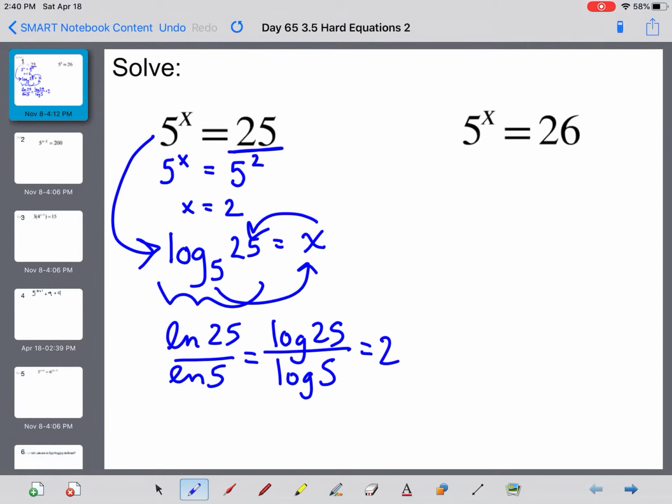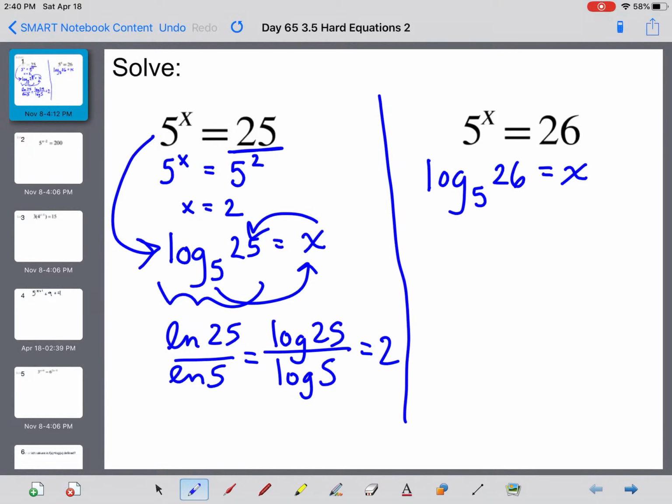So we can use this kind of reasoning to help us solve, say, 5 to what power is equal to 26? I know it has to be just slightly bigger than 2 because 26 is just ever so slightly bigger than 25. So log base 5 of 26 is equal to our exponent, our unknown value. Then we can rewrite this using our change of base formula. Again, I choose natural log just because it's 2 letters to write versus 3. And now this is something that I can type in my calculator and see what I get.